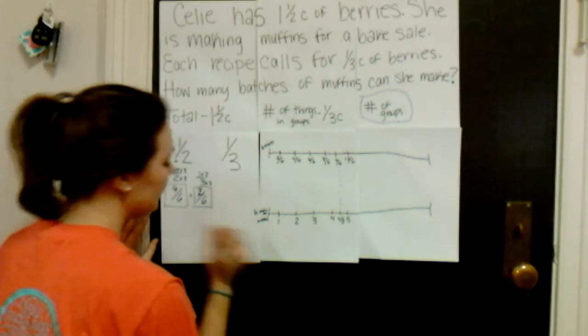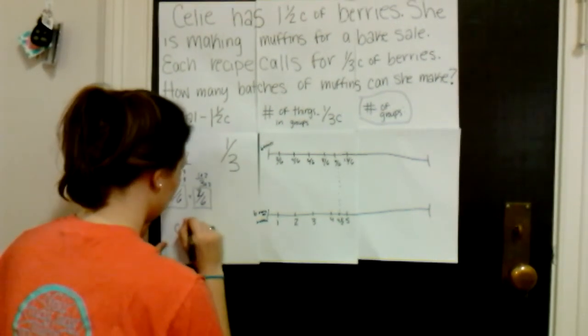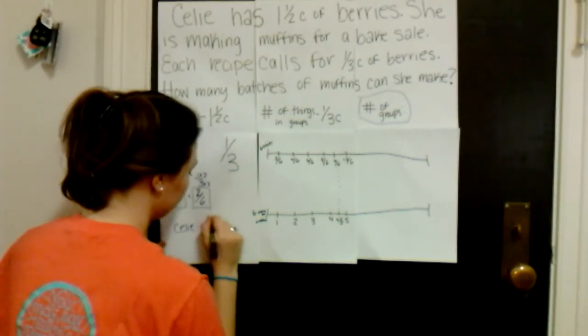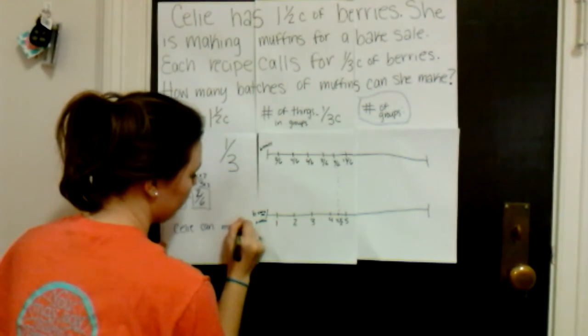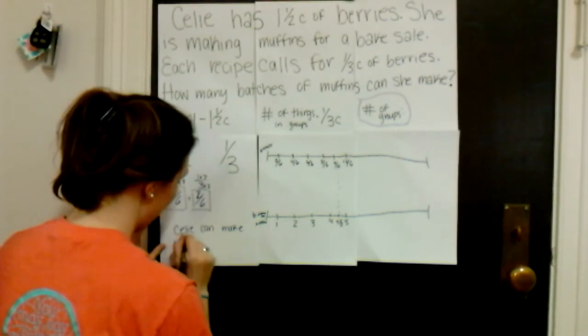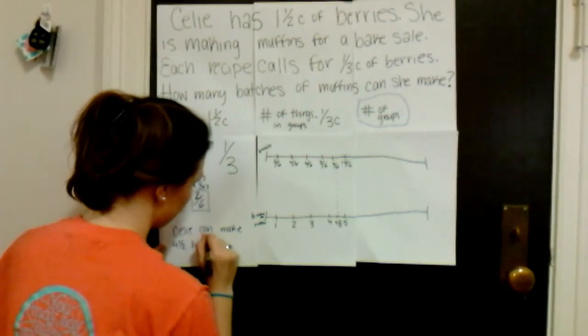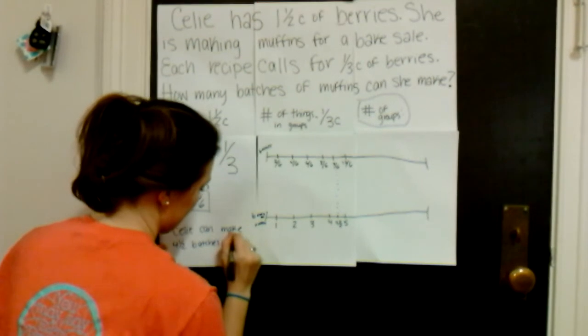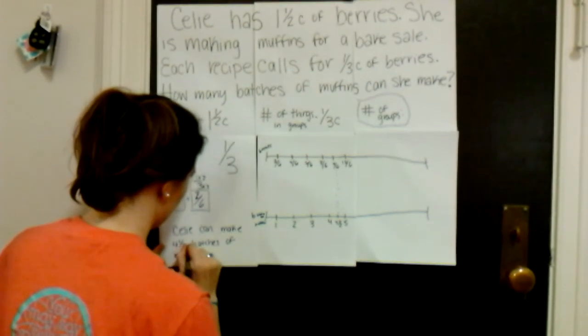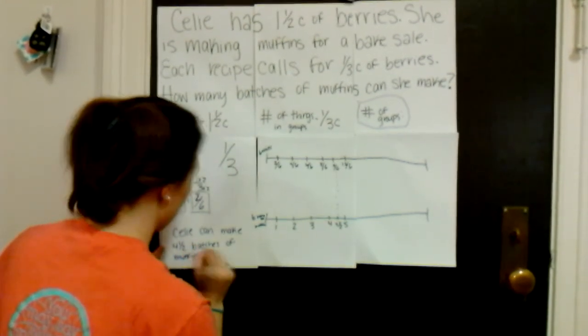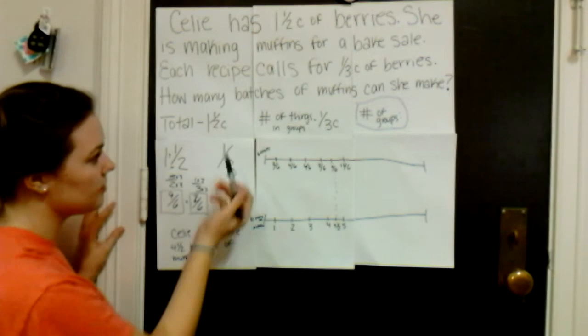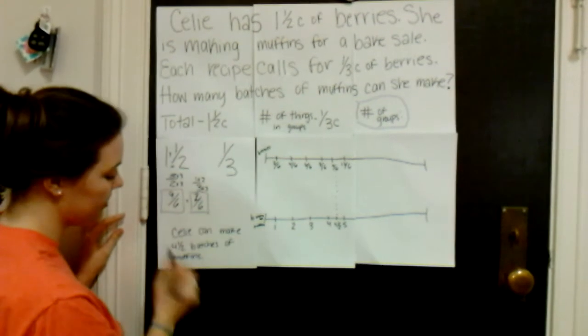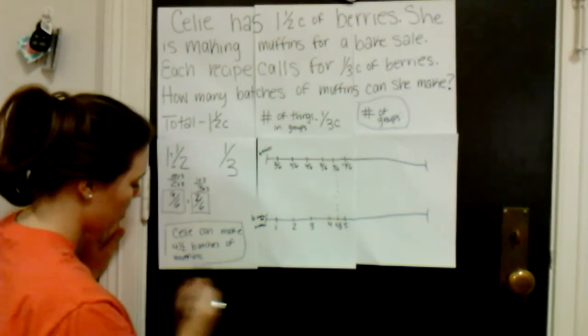So that means that Celie can make 4.5 batches of muffins with the 1.5 cups of berries that she started with. So right here, that means the number of groups would be 4.5.